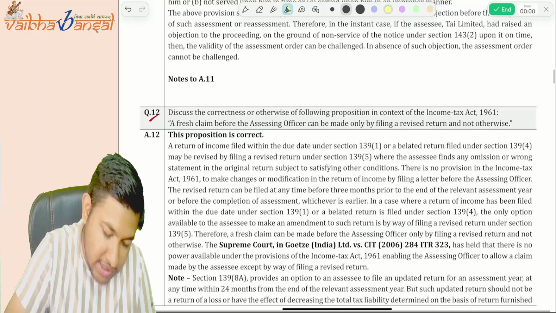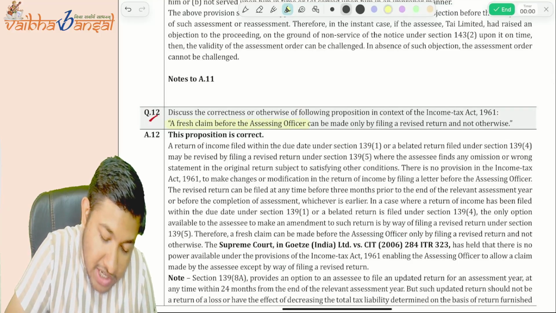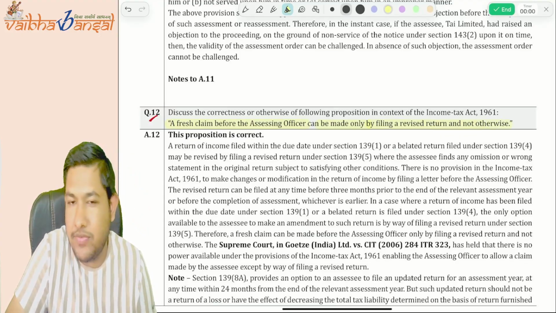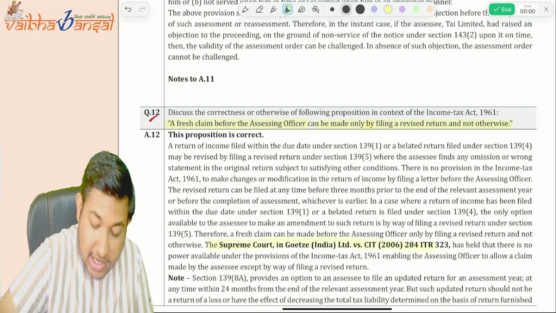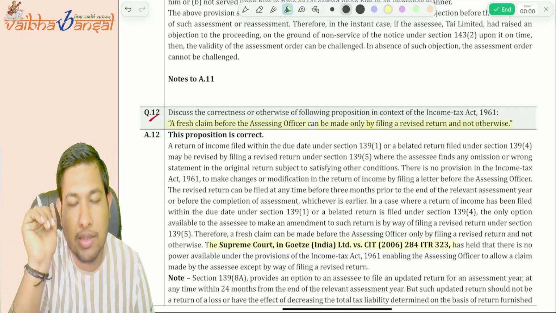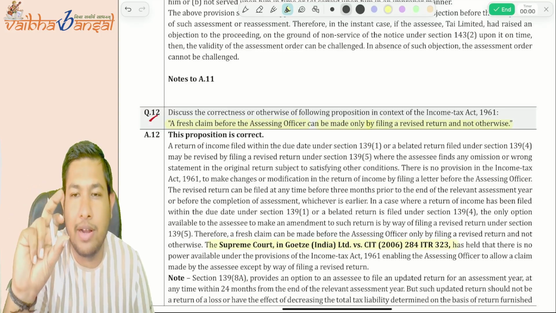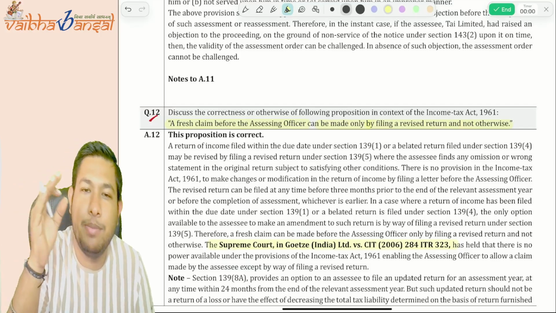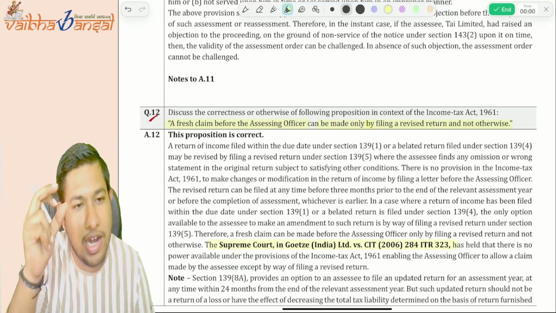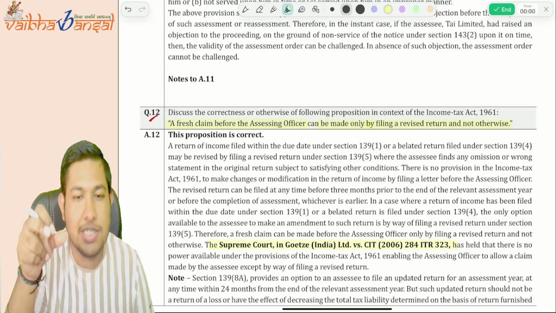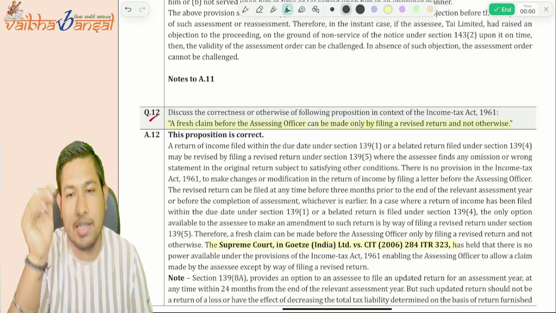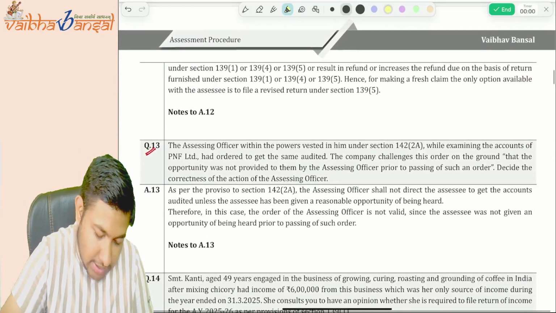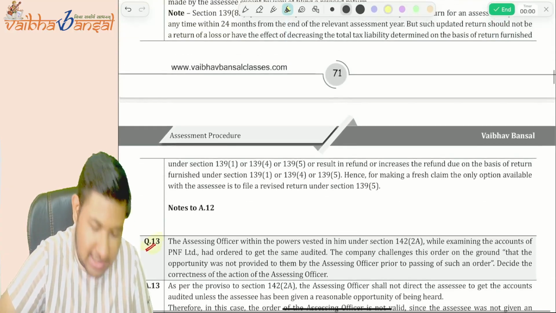Now we have already seen that a fresh claim before the assessing officer can be made only by filing a revised return and not otherwise. Yes, we have seen the case law. See, this is the case law that we have seen. You have to read it. Right now you need to first explain the provisions of 139(1), then the revised return. First, you will read those provisions, and then you will quote this particular section, and then it will be fine.